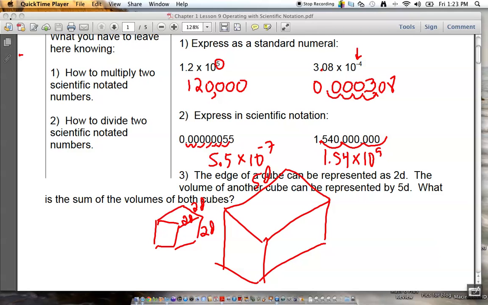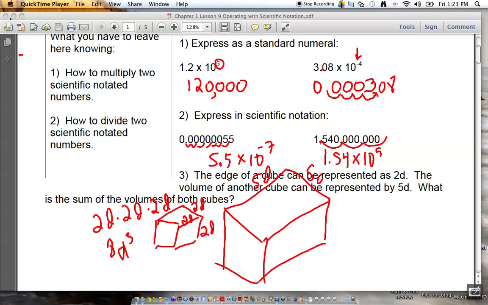Now, how do you find the volume of a cube? Length times width times height. So this is 2D times 2D times 2D, which is 2 times, multiply coefficients, add exponents. 2 times 2 is 4, times 2 is 8, and then D times D times D. D to the third. Don't say D3, say D to the third, or you could say D cubed. Obviously, we call the third exponent cubed because of the shape we just made. That's where it comes from.